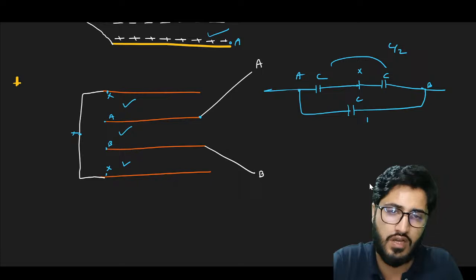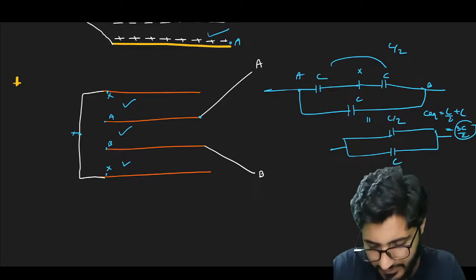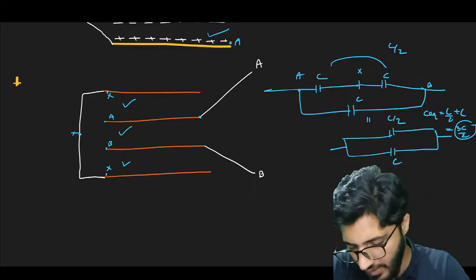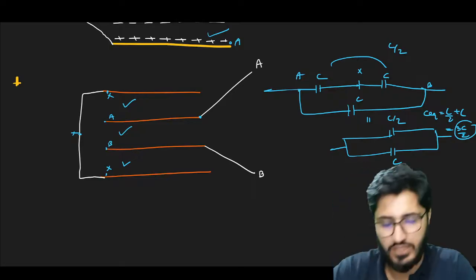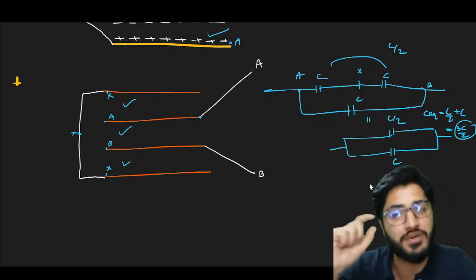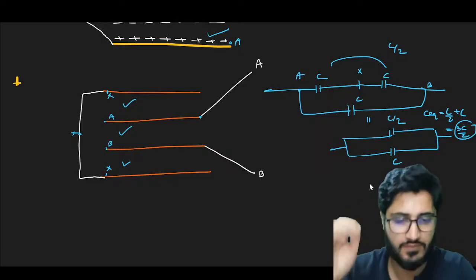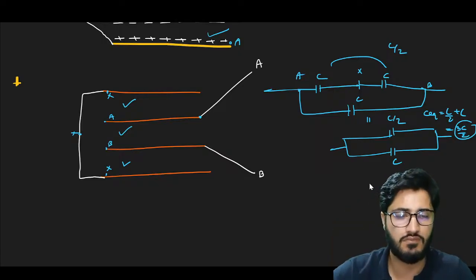Okay. So now I will write it like this. Look now. This one is C by 2, this one is C. So what is C equivalent now? C by 2 plus C, that will be 3C by 2. This is my answer. If you have any doubts, you can let me know, because you know now, in capacitor cases are opposite to that of resistor cases. Okay? Done? Easy?